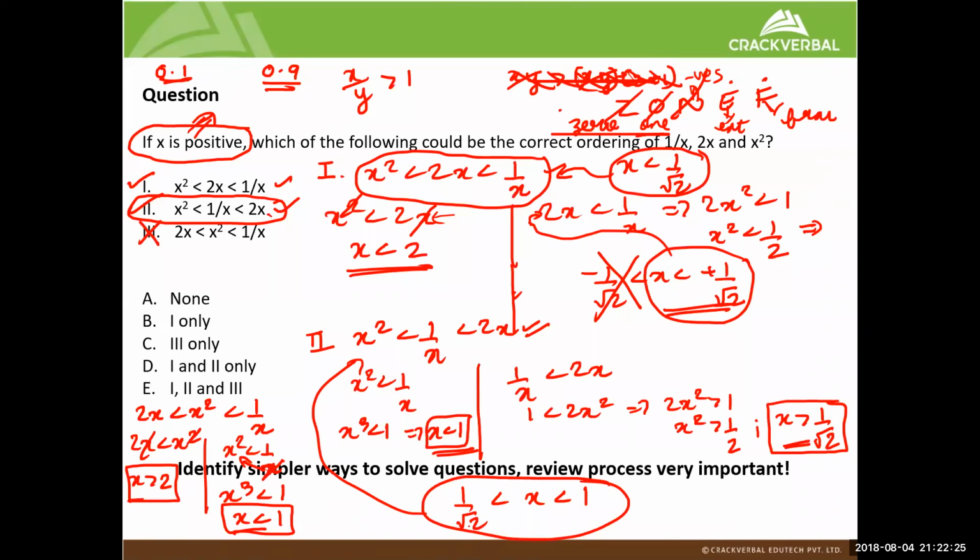What I have done is I've actually found the range of x which satisfies that inequality. So for the second, I'm saying that if you take any value in between 1 by root 2 and 1, that is going to satisfy the second statement.